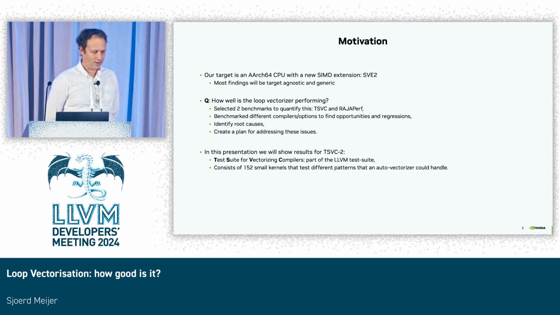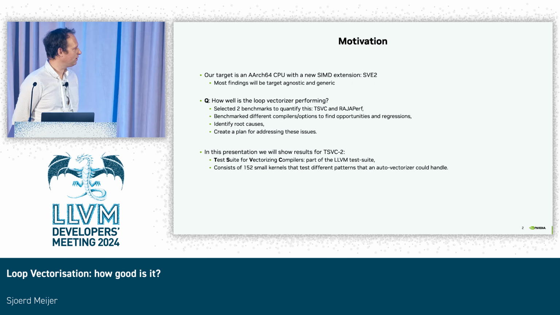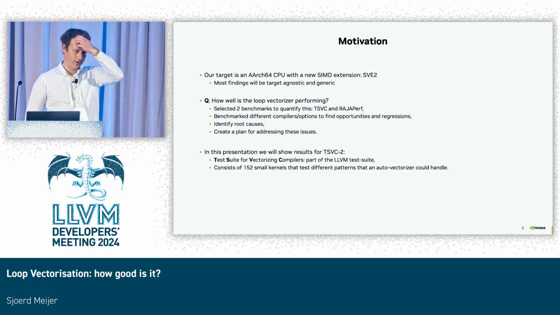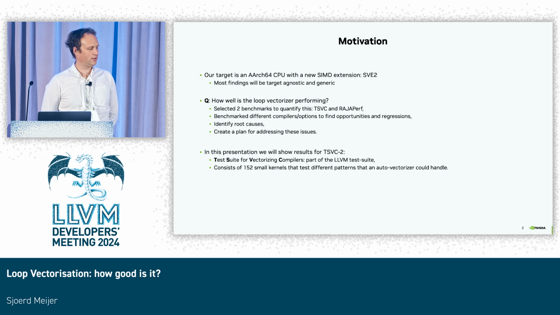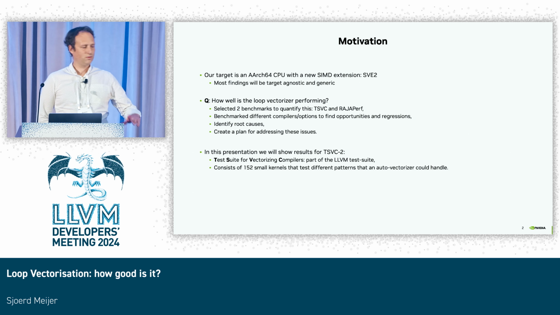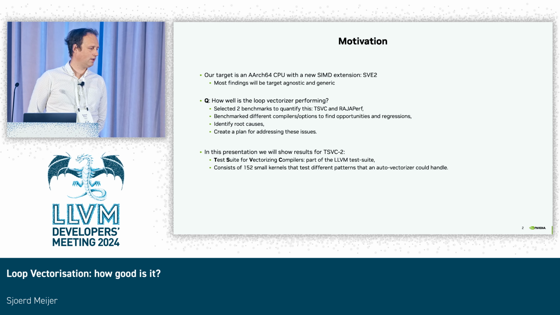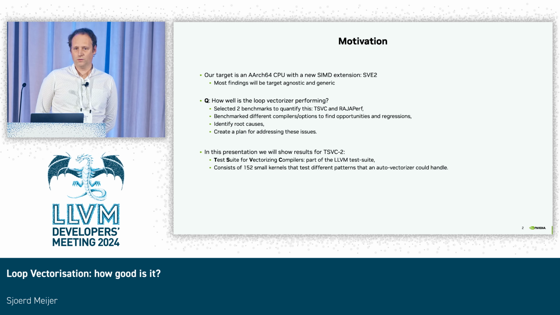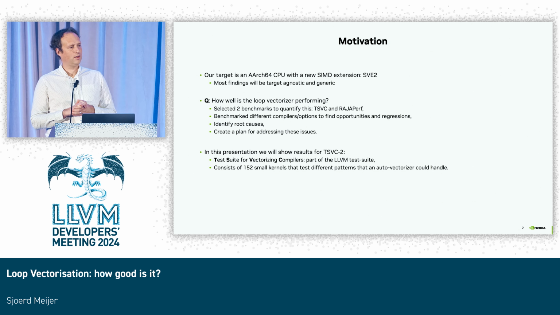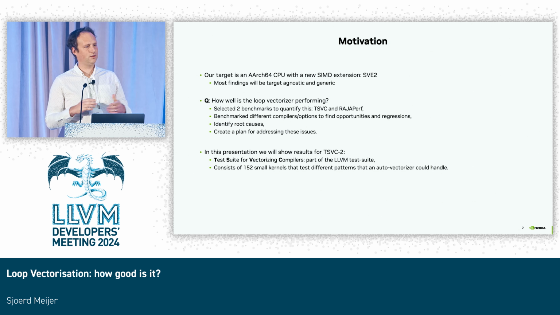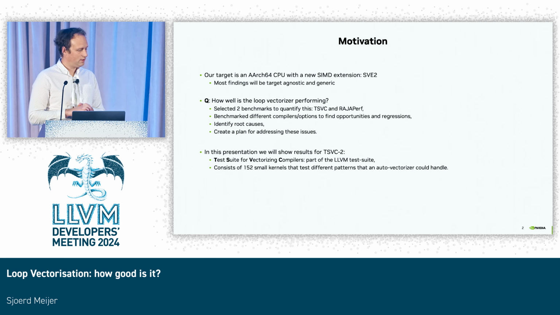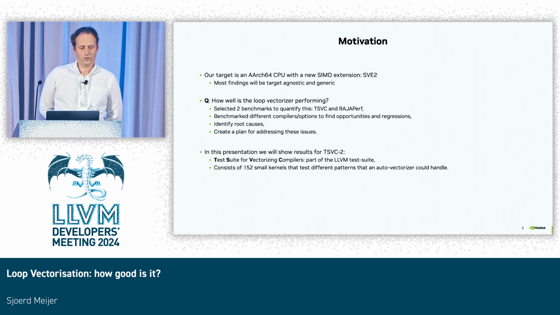So first, why are we doing this? Our motivation. Our target is an AArch64 CPU, and it has a new SIMD extension, SVE-2, which is short for Scalable Vector Extension. It is not really important, so I won't go into details here, because most of our findings and conclusions are mostly target agnostic and very generic. The only thing that is important here is that this is a big CPU, and for efficient utilization of the machine, SIMD code generation is important. So that led us to the question, okay, how well is the loop vectorizer performing?